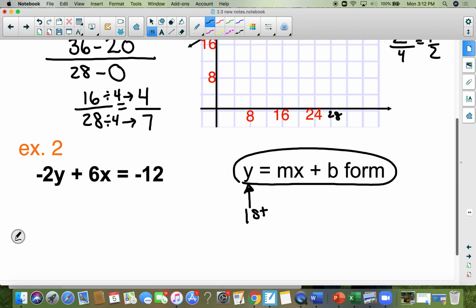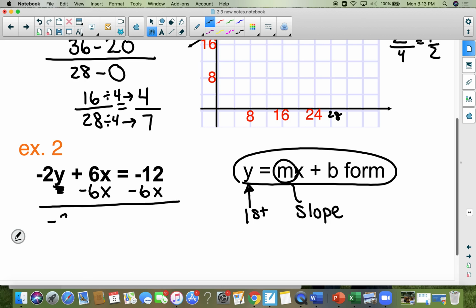After you get y alone, the number in front of the x is called the m, and the m is another name for slope. So, in this problem right here, if they ask you what the slope is, don't say 6, because you have to get y alone first. So the first thing I'm going to do is subtract 6x from both sides. Everybody see what I did? I subtracted 6x from both sides because I need to get y alone.